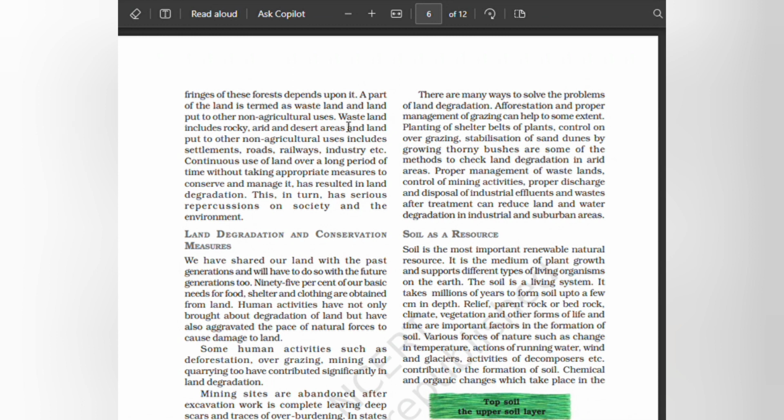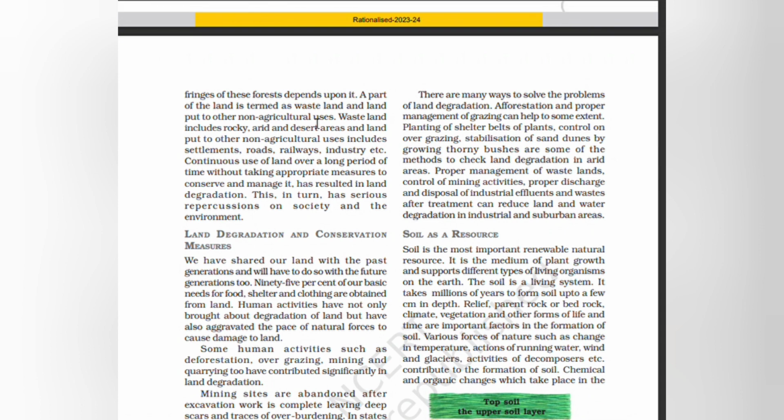A part of the land is termed as wasteland and land put to other non-agricultural uses. Wasteland includes rocky, arid and desert areas and land put to non-agricultural uses includes settlements, roads, railways, industry, etc. Continuous use of land over a long period of time without taking appropriate measures to conserve and manage it has resulted in land degradation. This in turn has serious repercussions on society and the environment.